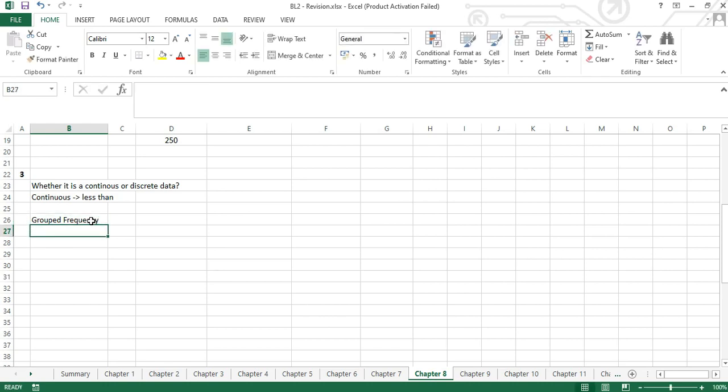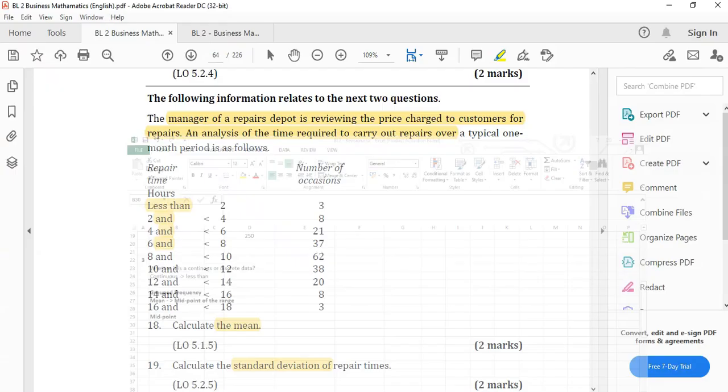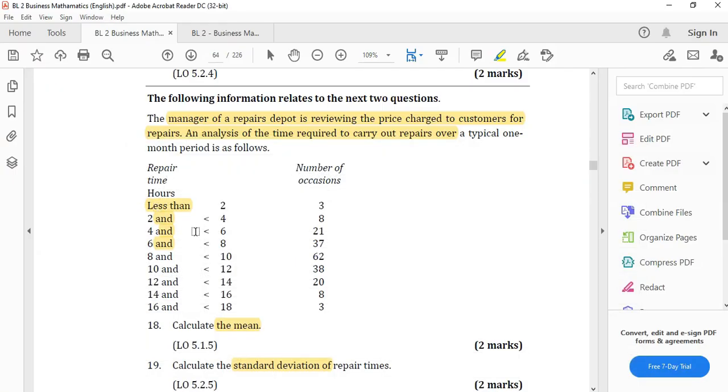In grouped frequencies, the mean is connected with the midpoint of the range. That's the rule. So let's find the midpoint of the range. The first one is continuous data. This is where continuous data plays a main role. Why? Continuous means it includes all the figures.